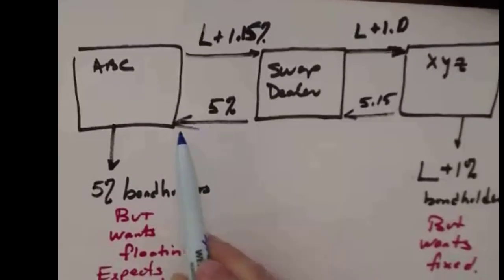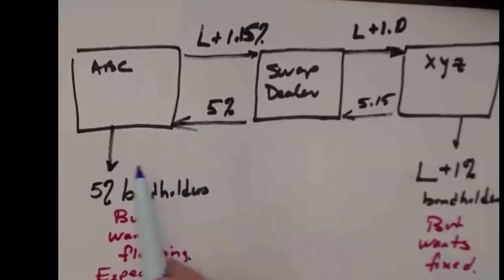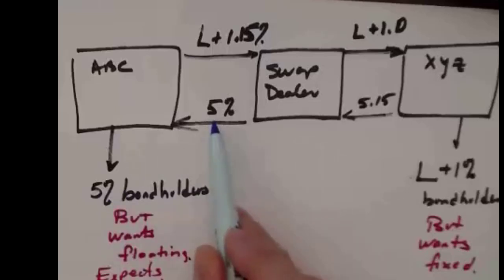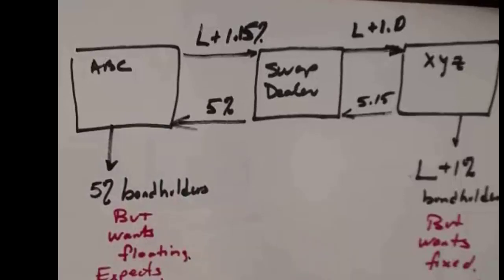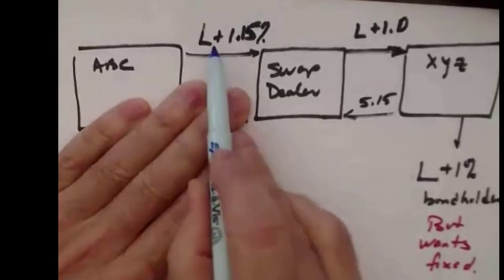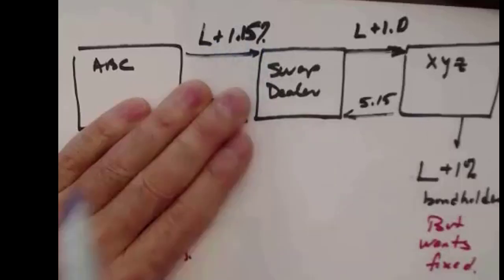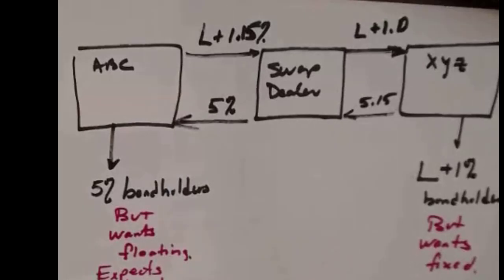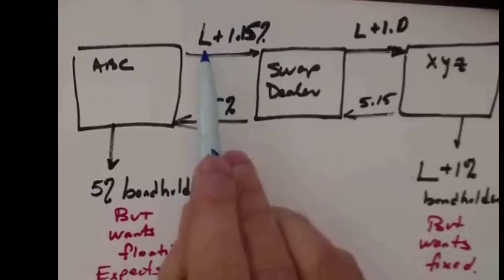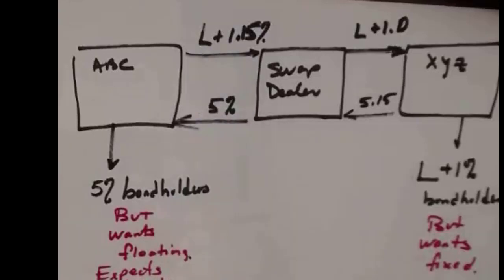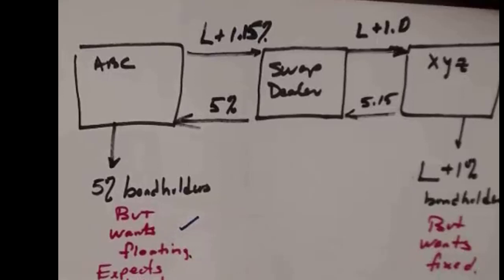ABC has coming into it 5%. It pays 5% to its bondholders. So the net effect of this 5% fixed payment coming in actually goes out to the bondholders at the fixed rate. They cancel. And ultimately what happens is ABC is now paying a floating rate, Libor, whatever that turns out to be, over the life of the swap. So the swap will have several years of life. It'll pay the Libor plus 1.15%, just as it wanted to do.